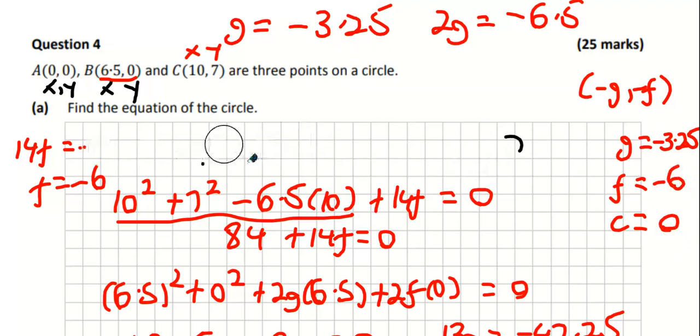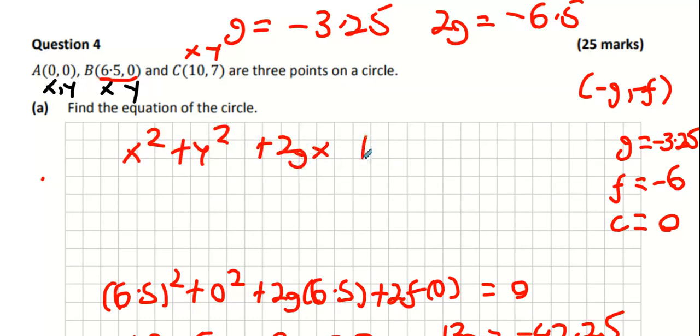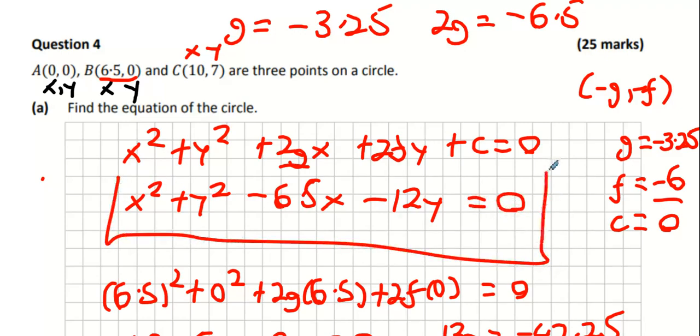Then I'm just going to go back to the very beginning and rub all this out. We have x squared plus y squared plus 2gx plus 2fy plus c equals 0. We're going to sub back in all those numbers. We get x squared plus y squared, 2g is minus 6.5 up here, so minus 6.5x. 2f is 2 times minus 6, which is minus 12y, and our c value is 0. And that there is our answer.